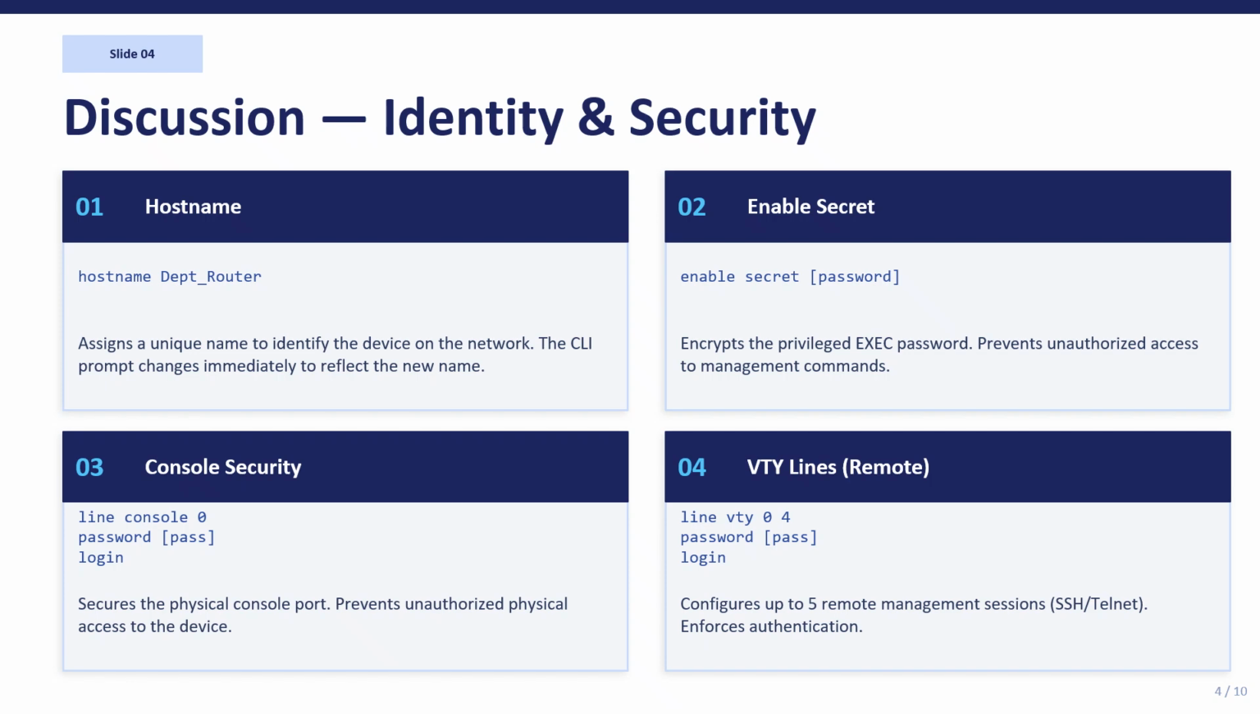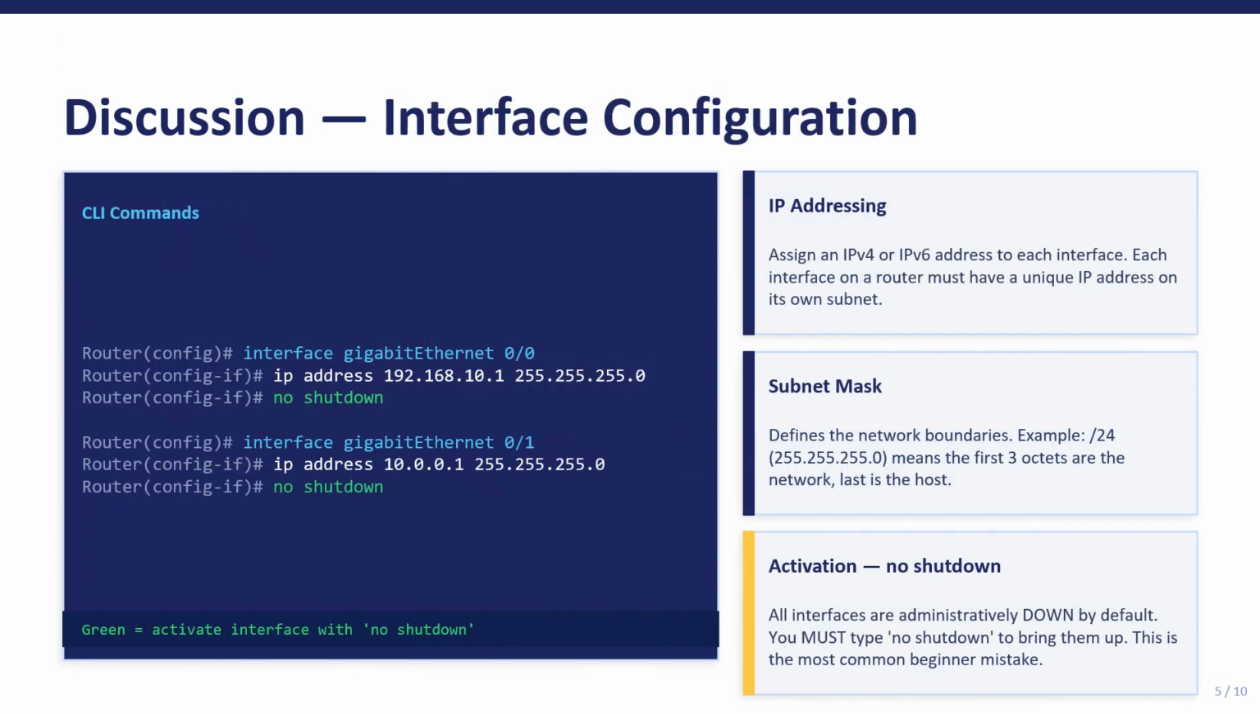And the next, interface configuration. Interfaces are physical or logical ports on a router. They are where data enters and exits. To configure an interface, we go to interface configuration mode by typing interface followed by the interface name, such as GigabitEthernet 0/0.